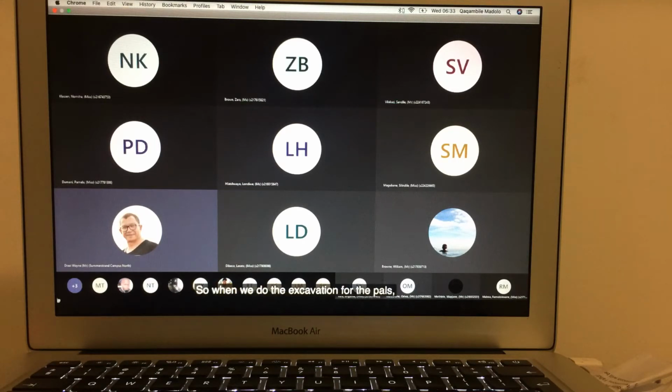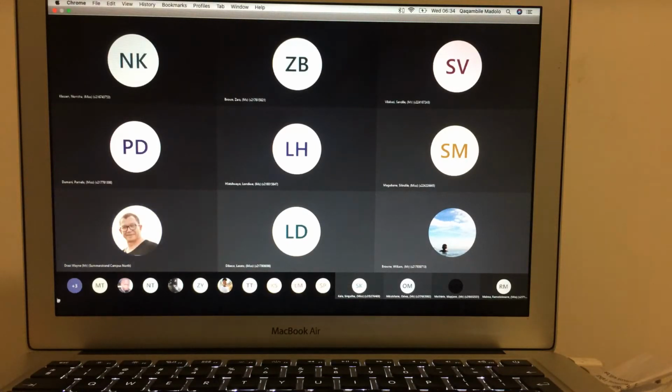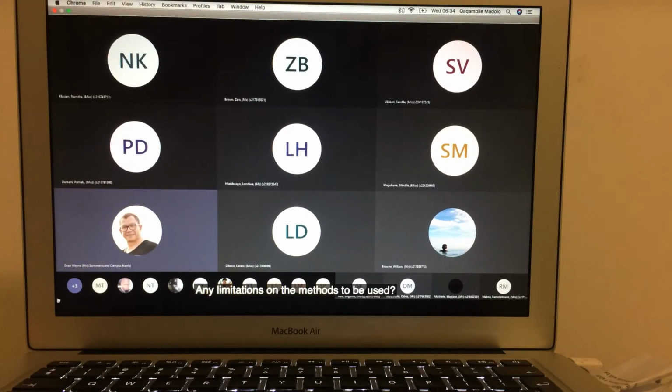So when we do the excavation for the piles, it is important for us to indicate what the site conditions are, the same as we would for our normal excavations. You would do the exact same for that as we would for our normal excavations. The nature of the work. Any limitations on the methods to be used.